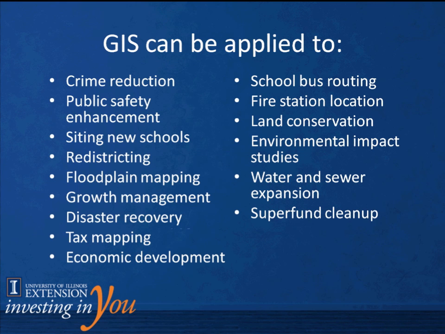GIS has a wide variety of applications and can be used by a wide audience. Some of the things that might be most useful for county governments or local governments are that GIS applications can be used to engage problems such as crime reduction, public safety enhancement, siting of new schools, redistricting. It can be used to do floodplain mapping, growth management, disaster recovery, tax mapping, economic development efforts. You can do school bus routing. You could use it to analyze where a new fire station should go. It can be used for land conservation, environmental impact studies. So essentially there are a wide variety of uses for GIS. It's up to the user to decide how best to use it.